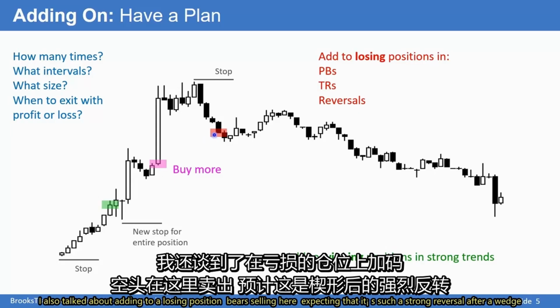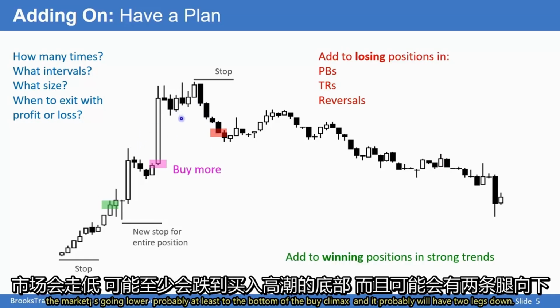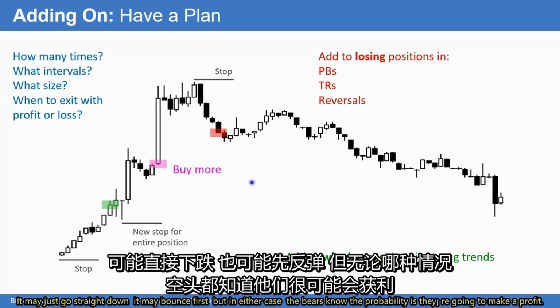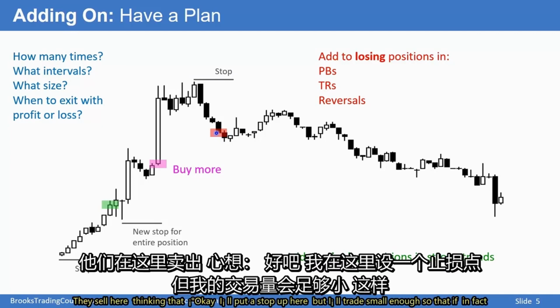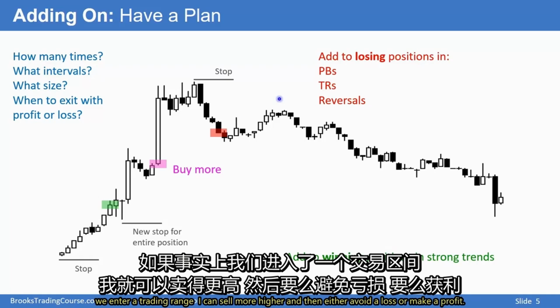Bears selling here, expecting that it's such a strong reversal after a wedge, the market's going lower, probably at least to the bottom of the buy climax, and it probably will have 2 legs down. It may just go straight down. It may bounce first, but in either case, the bears know the probability is they're going to make a profit. They sell here, thinking that, okay, I'll put a stop up here, but I'll trade small enough so that if in fact we enter a trading range, I can sell more higher and then either avoid a loss or make a profit.